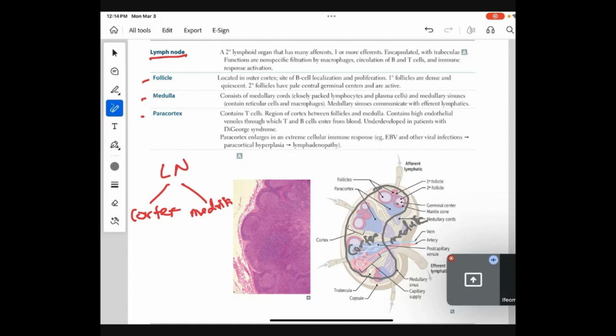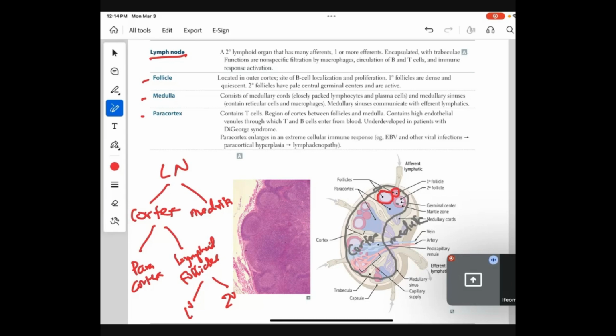All right. Now within the cortex, it's also subdivided into other structures. You have the paracortex, and then the lymphoid follicles, and your lymphoid follicles are further divided into primary follicles and secondary follicles. So where are the lymphoid follicles? They are these round structures you can see here within the cortex.